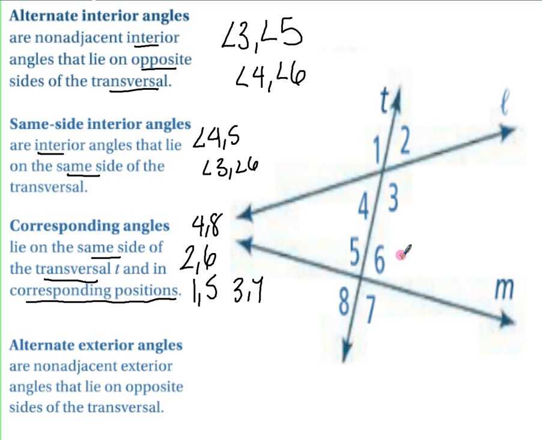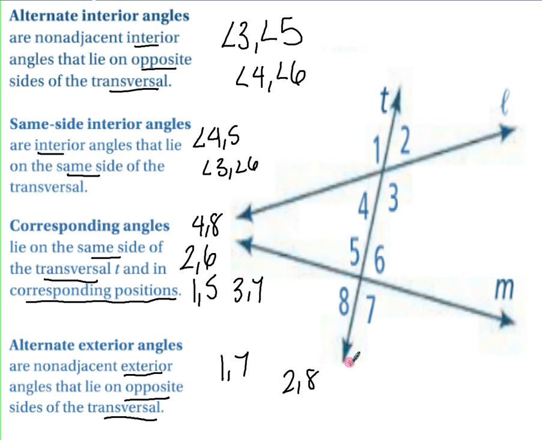Okay. And last, we have alternate exterior angles. So non-adjacent exterior angles that are on opposite sides of the transversal. So what would those be? 1 and 7. Okay, 1 and 7. What else is an alternate exterior angle? 2 and 8. Okay.